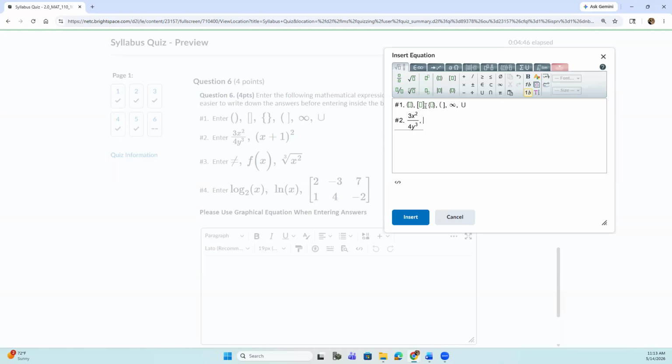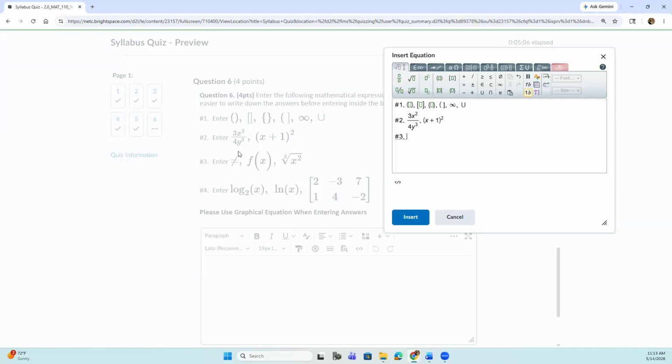X plus 1, whole thing squared. So I'm going to start out with open, close parenthesis, the letter X, a plus sign on your keyboard, or up here, plus sign, 1. All right, put the cursor right next to the parenthesis, and then exponent, second power.